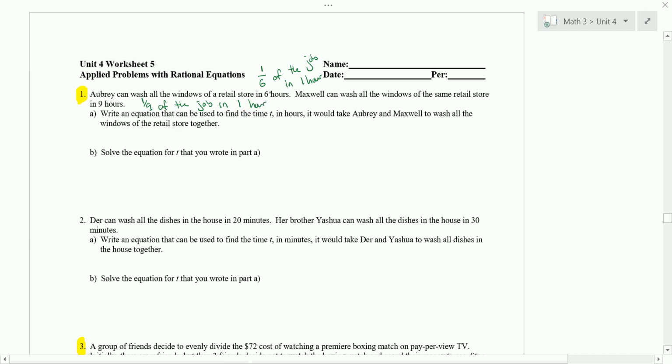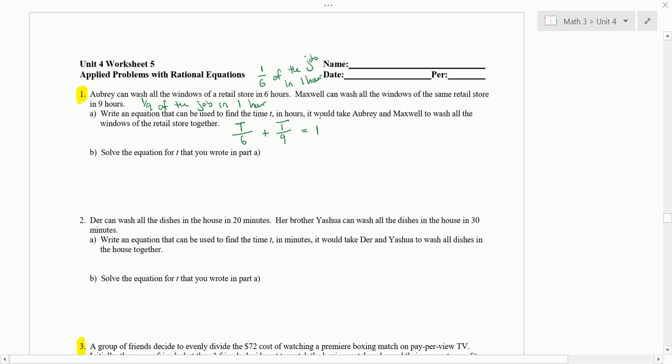Now if we say Aubrey works 2 hours, then she's done 2/6 of the job, where Maxwell has done 2/9 of the job. So if they've worked T hours, then Aubrey has done T over 6 of the job, whereas Maxwell has done T over 9. That's the fraction of the job that he's done, and they're working together. So we take how much work Aubrey's done plus how much work Maxwell's done, and we want the whole job to be done. So we want the fraction to be equal to 1.